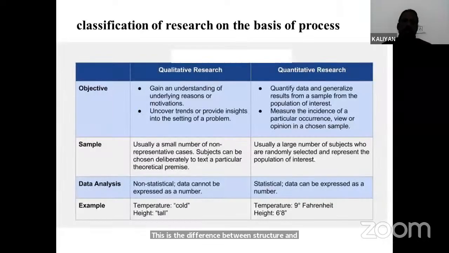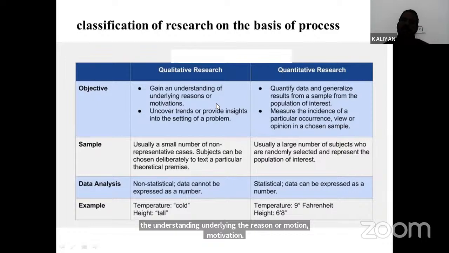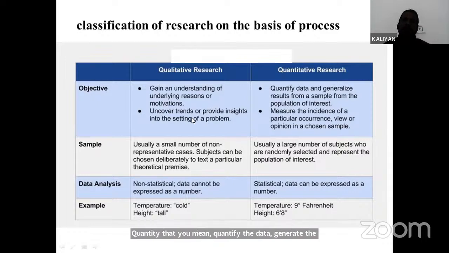Next is the classification of research on the basis of the process: qualitative research and quantitative research. Qualitative means to gain an understanding of the underlying reasons or motivation. Quantitative means to quantify the data or generate results from a sample of the population of interest. Qualitative means uncovering trends to provide insights into the setting of the problem. Quantitative is a measure of the incidence of a particular occurrence, view or opinion in the chosen population.